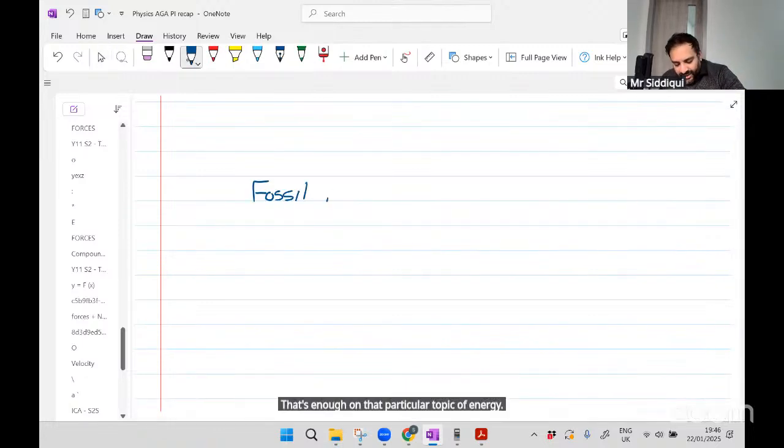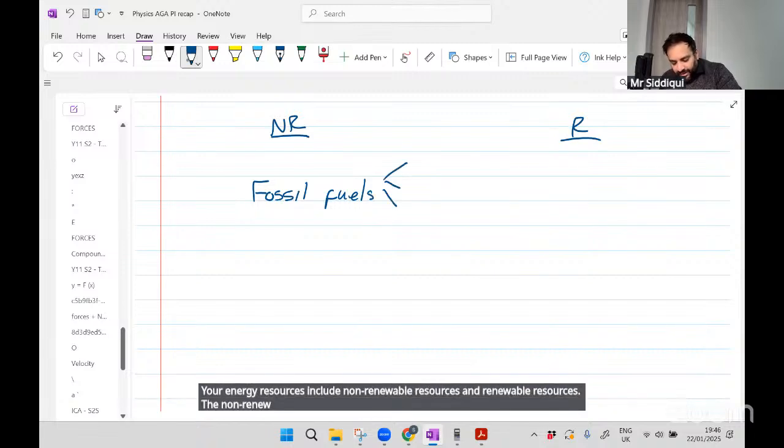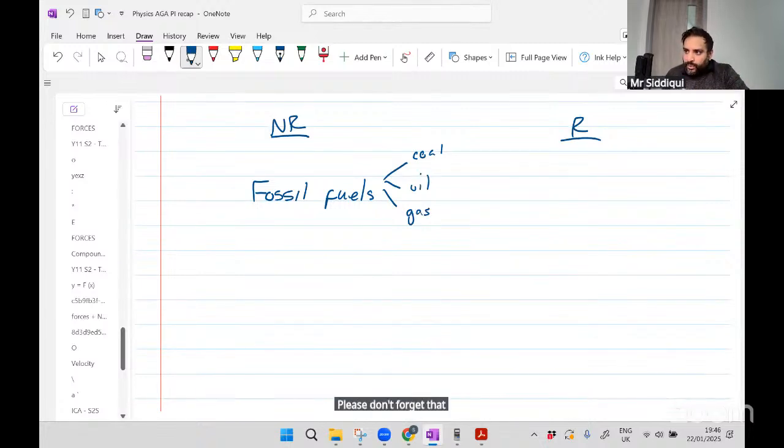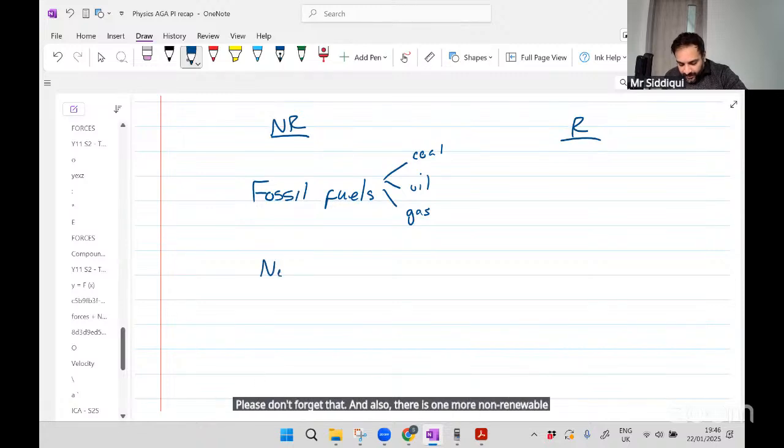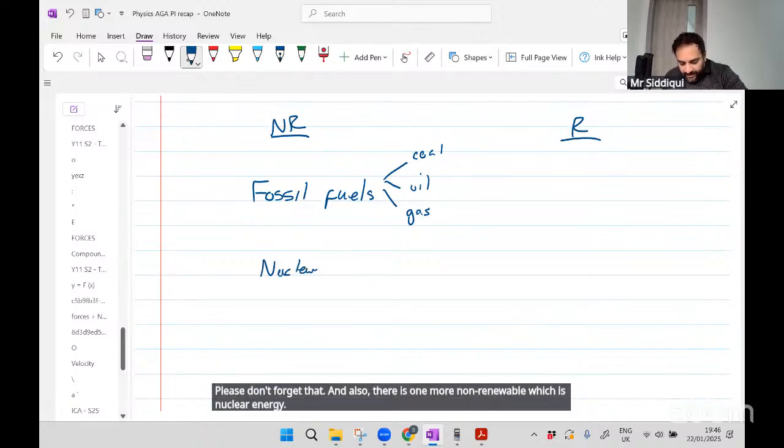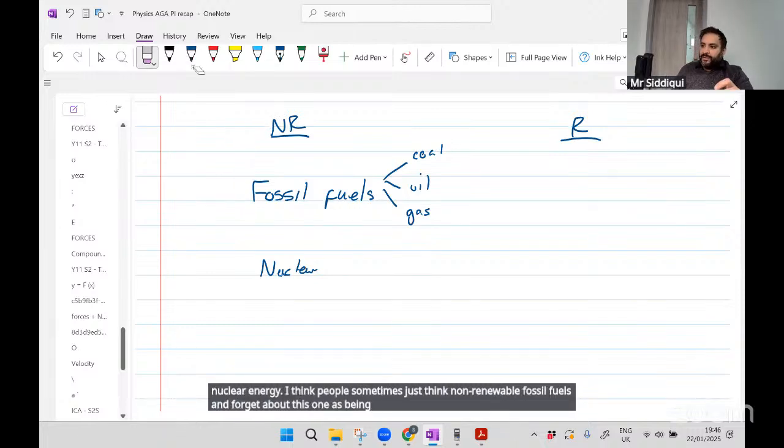Your energy resources include non-renewable resources and renewable resources. The non-renewable ones are fossil fuels, which are coal, oil, and gas. Please don't forget that. And also, there is one more non-renewable, which is nuclear energy. I think people sometimes just think non-renewable means fossil fuels and forget about this one as being non-renewable.